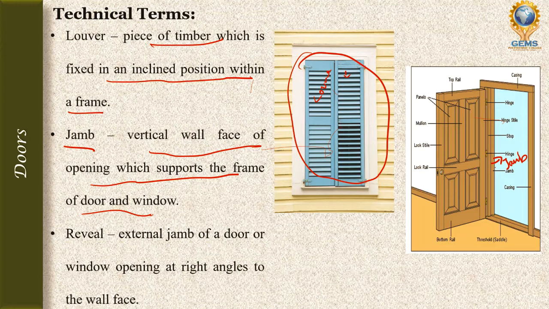Reveal. It is an external jamb of the door or window. This is the external. If the jamb is in the external, then we will call it a reveal.